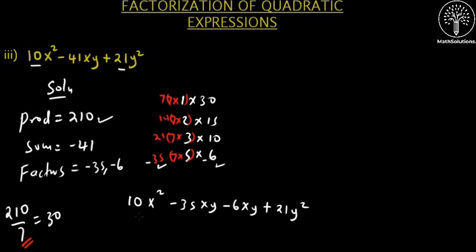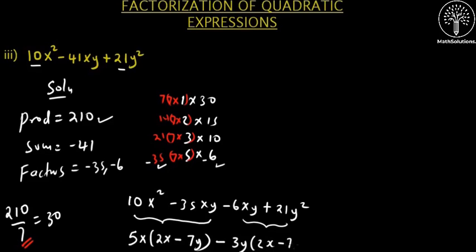Therefore, grouping and factorizing, we'll have 5x being a common factor into 2x minus 7y, minus 3y into 2x minus 7y. 2x minus 7y is a common factor, and therefore we factor it out. We have 2x minus 7y into 5x minus 3y, and therefore 2x minus 7y and 5x minus 3y are the factors of the quadratic expression.